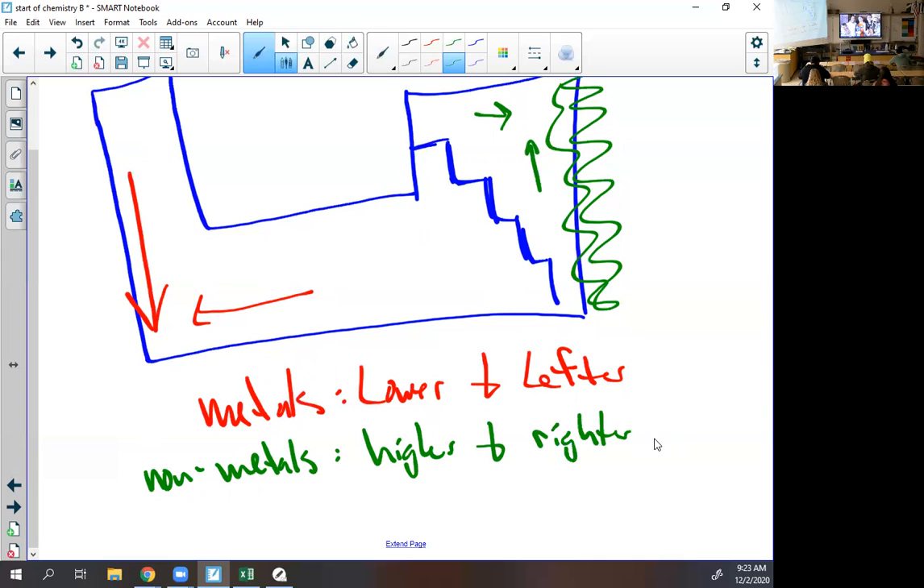Now, I know lefter and righter are not words. Yep. There you go. Yep.